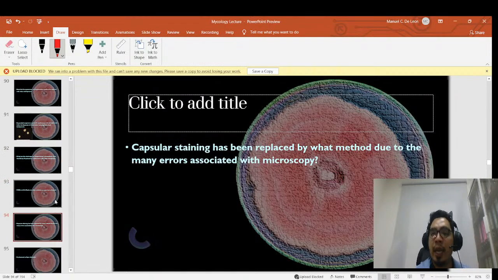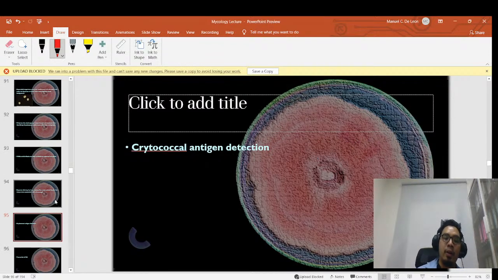Now, in order for the errors to be alleviated, the World Health Organization actually approved one test that may be used to reduce the errors with microscopy, and this is through the use of capsular antigen testing, or cryptococcal antigen testing. All right, so this is a board exam question.